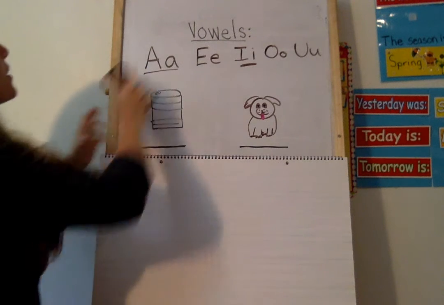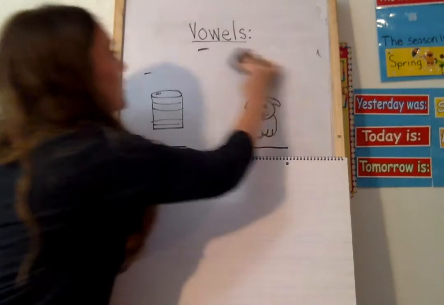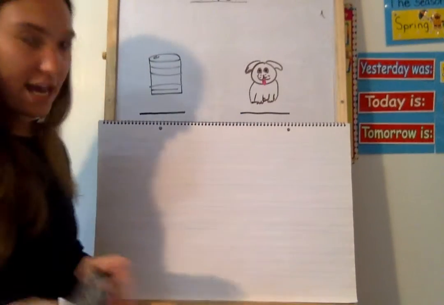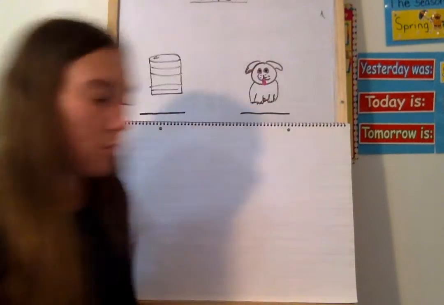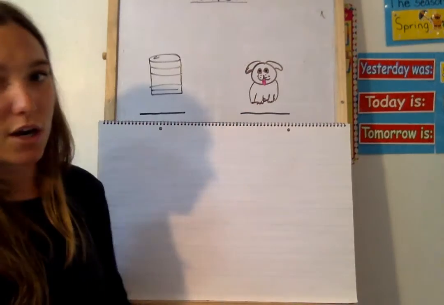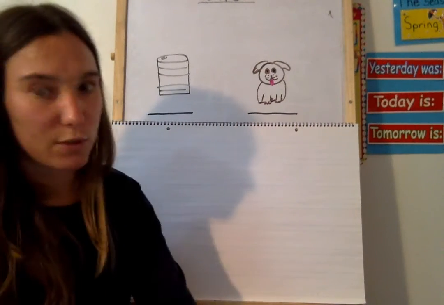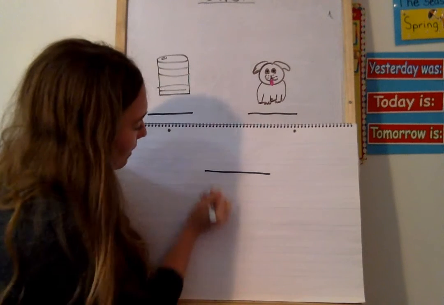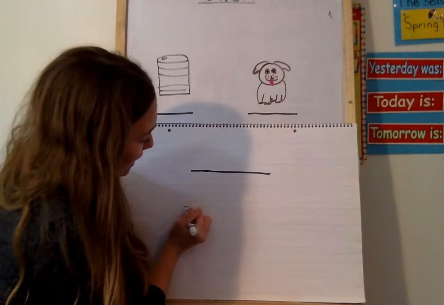With vowels, they make 2 different sounds. They make a short sound and a long sound. We're really only going to work on our short sounds for the most part. So we're going to do A today. I'm going to draw my writing lines.